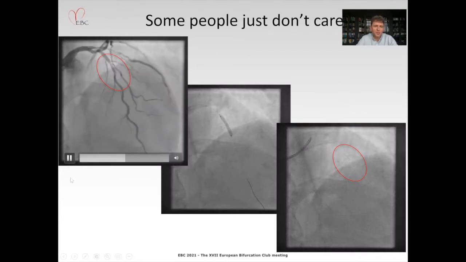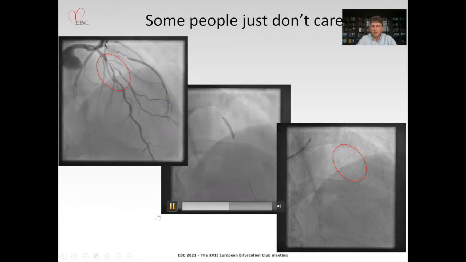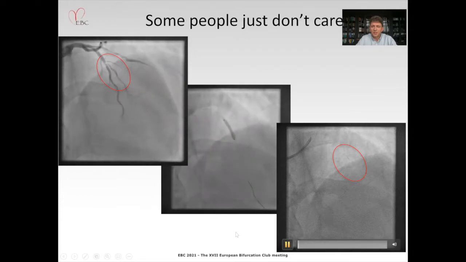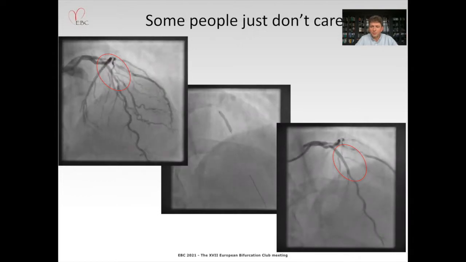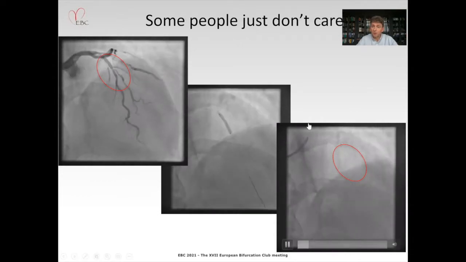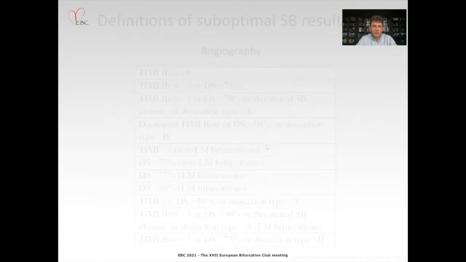So that's one example, a case performed in one of the big Polish cities this year. You see the anatomy, this is the stent, and that's the final result. And believe it or not, the operator considered the result optimal and left the patient with this occluded diagonal branch.